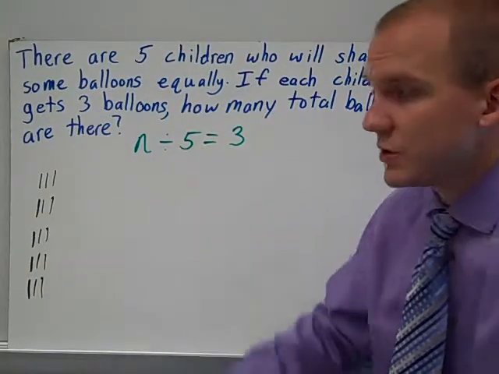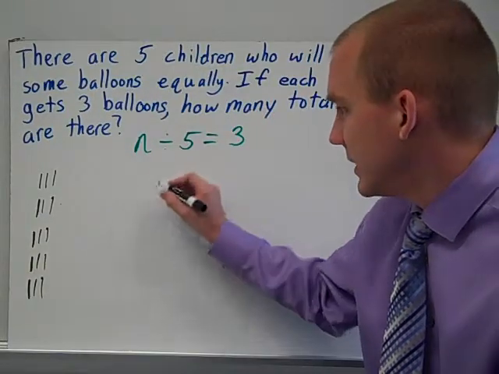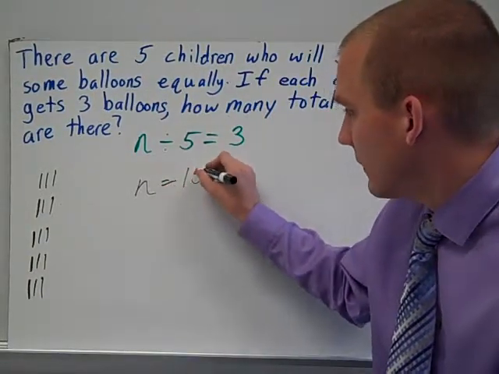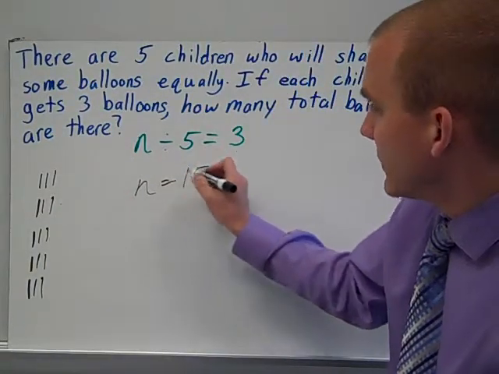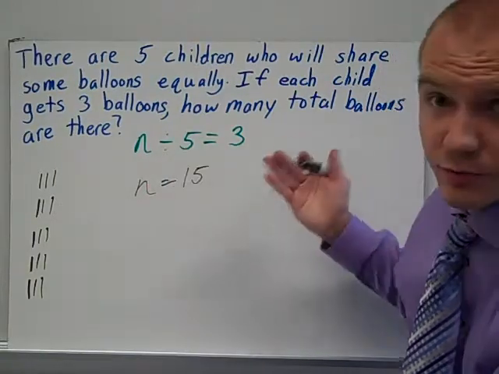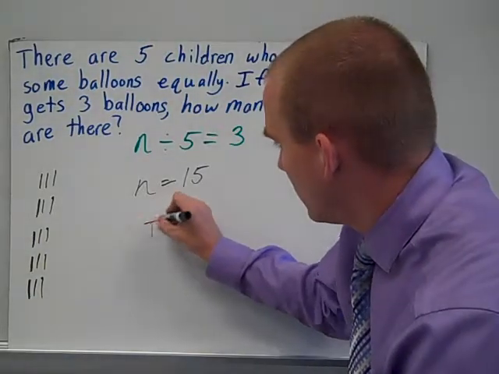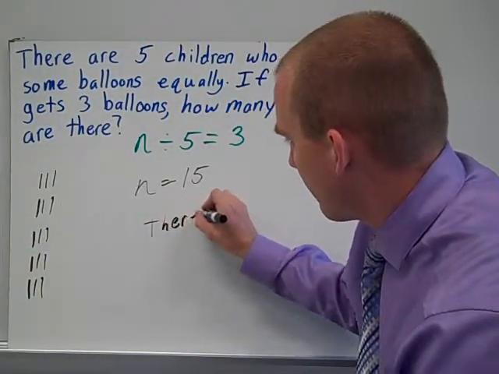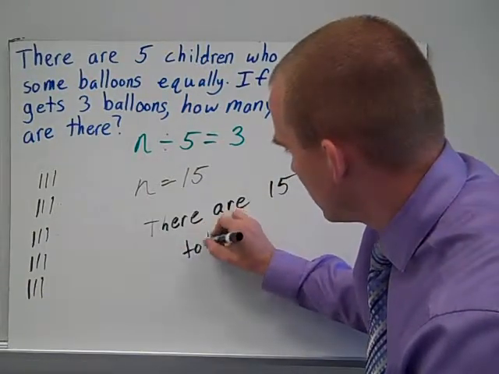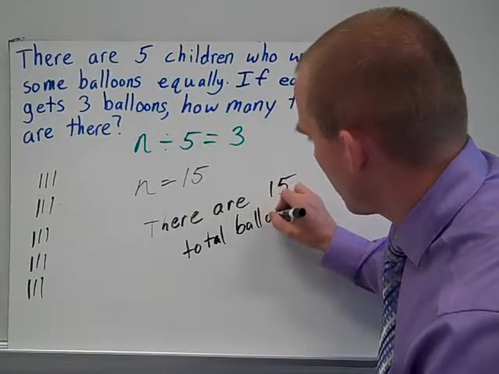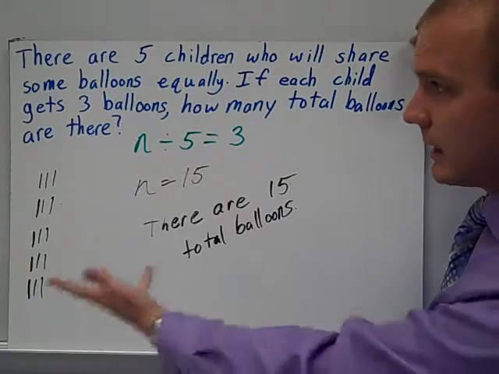Here's an equation I can use to solve it. I've got to figure out what n is. Well, 3, 6, 9, 12, 15. So in this case, n equals 15 because I have 5 rows of 3, or 5 times 3. n is going to equal 15 because 15 divided by 5 equals 3. It's all interchangeable here. How many total balloons are there? Well, there are 15 total balloons. And I've gone back and answered my question. And this is using an array as my drawing.